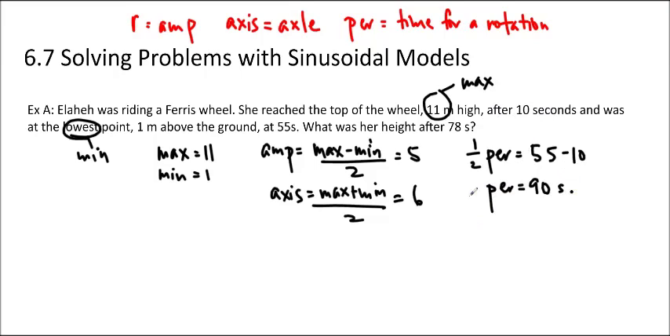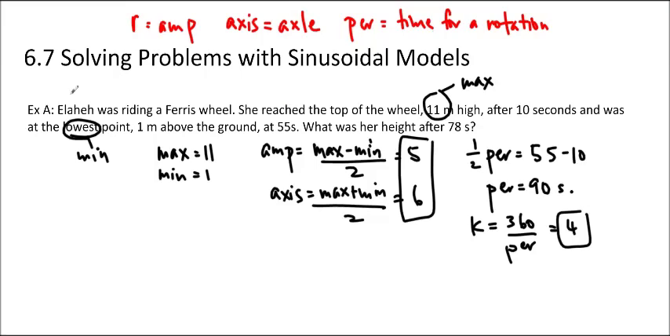And then we can find the k value, the stretch or compression horizontally, which is going to be 360 over the period. So 360 over 90 is 4. So now we have our values, and depending which cos or sine we're going to use, we can figure out what the phase shift is. We know that this is the max, so we would use positive cos, and then our phase shift would be 10. And here, if it's a minimum, then we can use negative cos, and our phase shift would be 55. So we'll fill it into our equation.